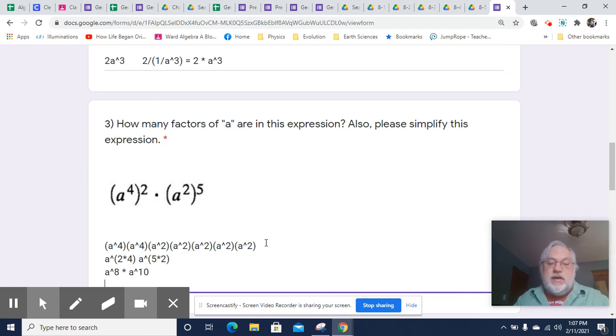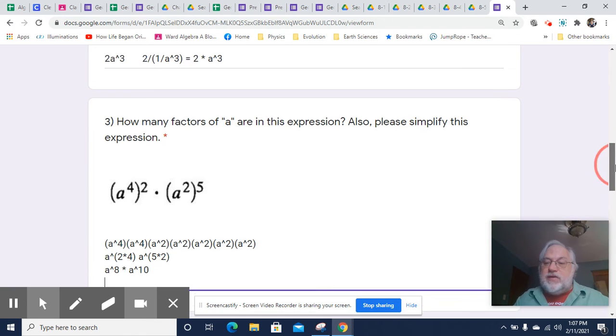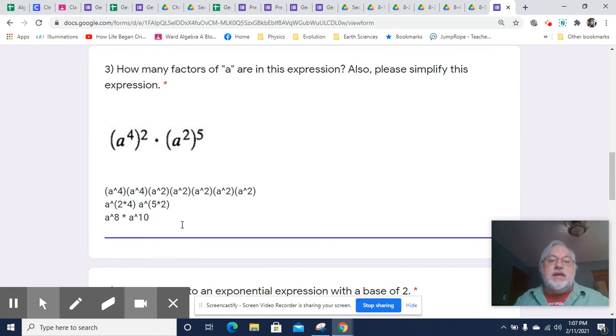And then I can further say I've got 8 factors of a, and then I've got 10 more factors of a. So in the end, I've got 8 plus 10 factors of a, which is 18 factors of a. So a to the 18th power.